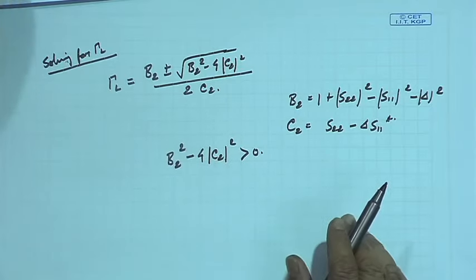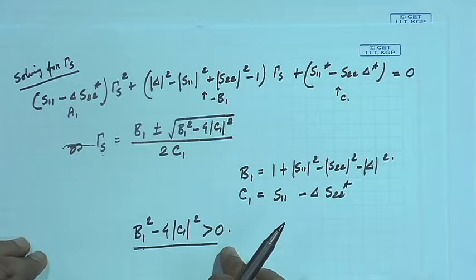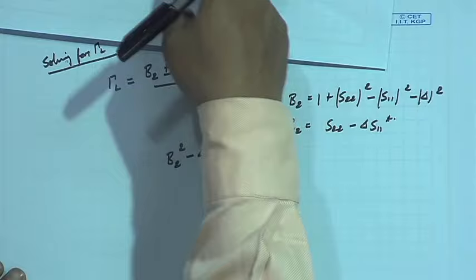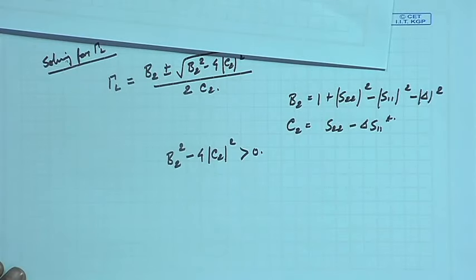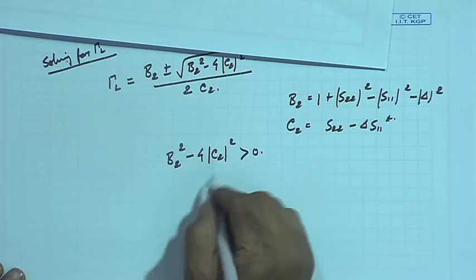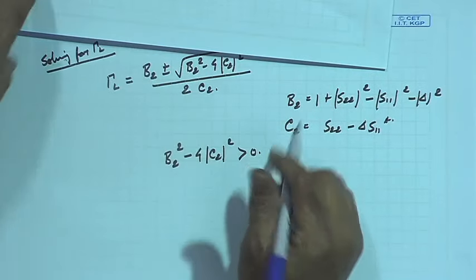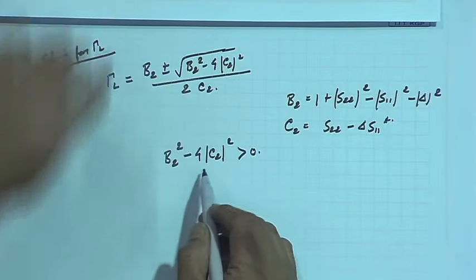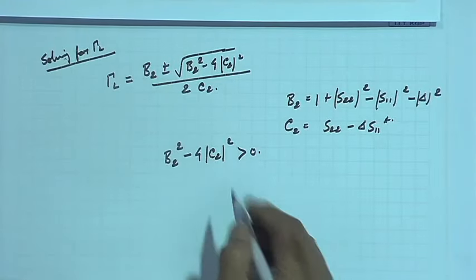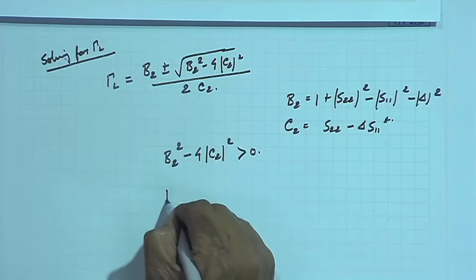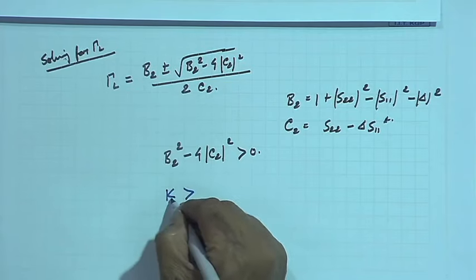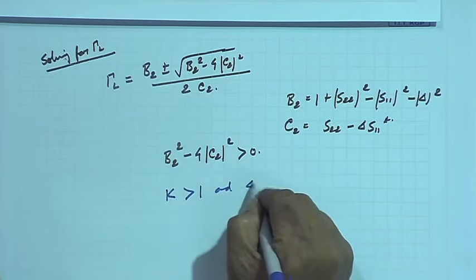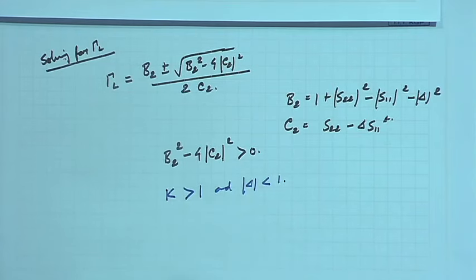So, I got two such conditions: B1 square minus 4 C1 square greater than 0 and B2 square minus 4 C2 square greater than 0, where B1, B2, C1, C2 are these. People have shown that enforcing these two simultaneously, that B1 square minus 4 magnitude C1 square greater than 0 and B2 square minus 4 magnitude C2 square greater than 0, is equivalent to the criteria that K, which was Rollett's stability factor, K greater than 1 and delta less than 1.